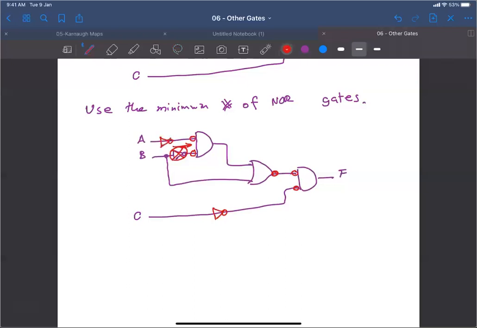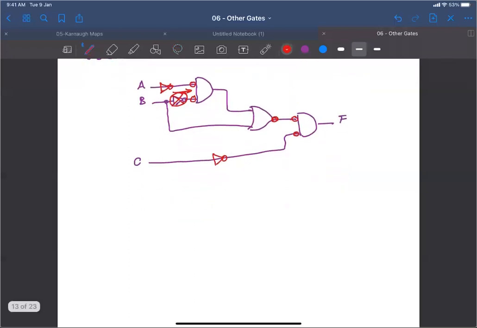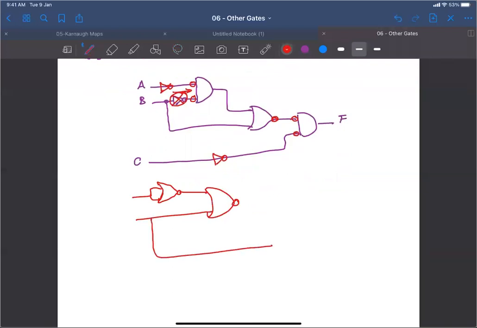And that's it. So your NOR implementation of this circuit is nothing but you have here A, NOR, and then B, NOR, and C.